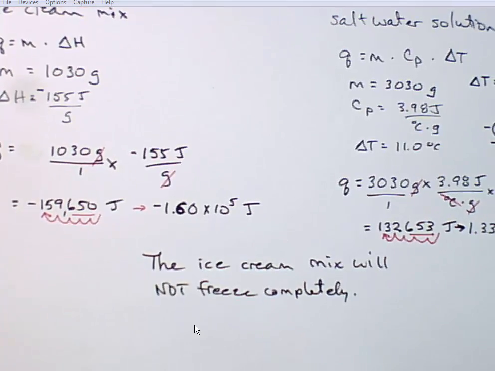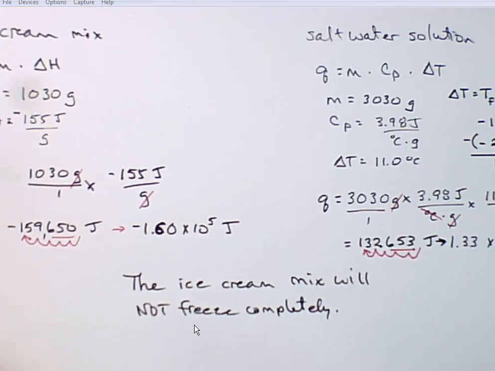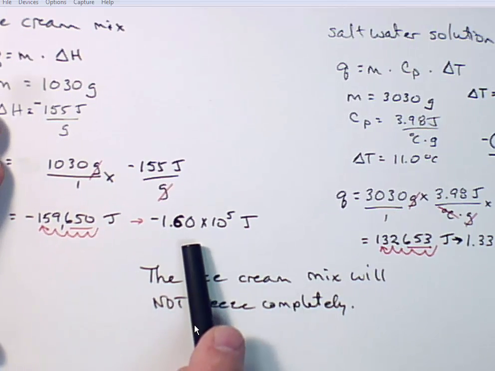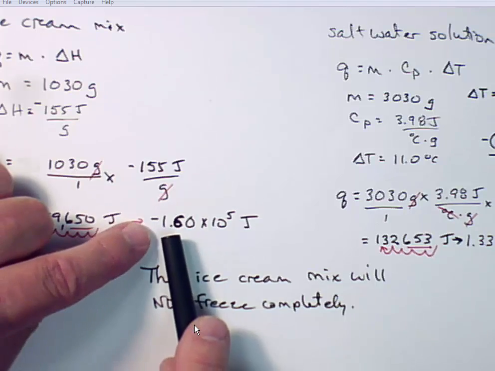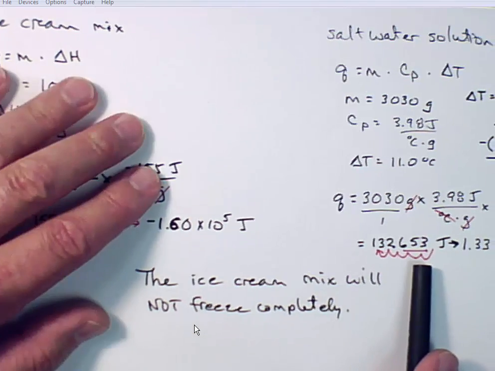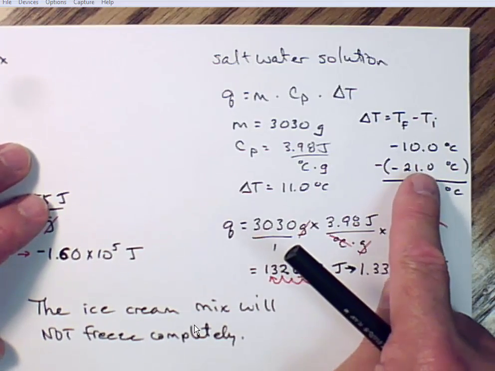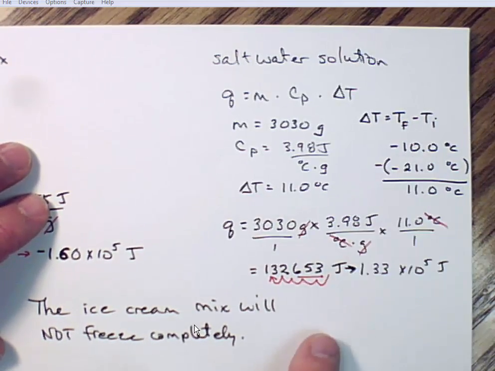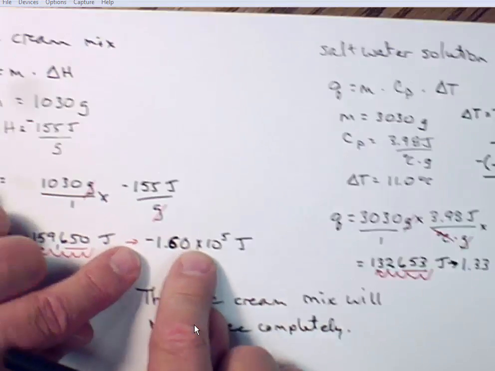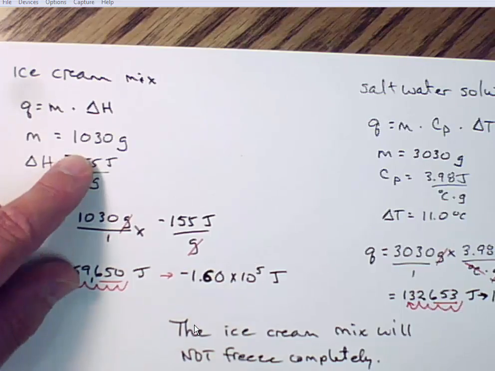Now your numbers may give you a result where you can freeze the ice cream mix. But in this case, there just isn't enough capacity to absorb the energy needed. This amount of energy has to be taken away from the ice cream to freeze it. This is all that's available over the temperature range of -21 to -10. So this amount of saltwater solution will not freeze this amount of ice cream mix.